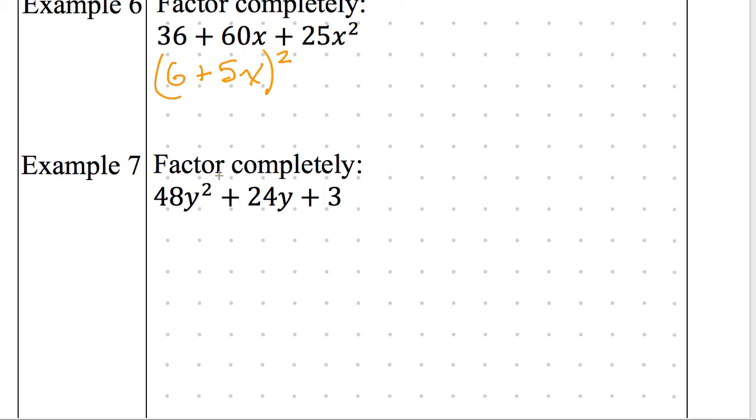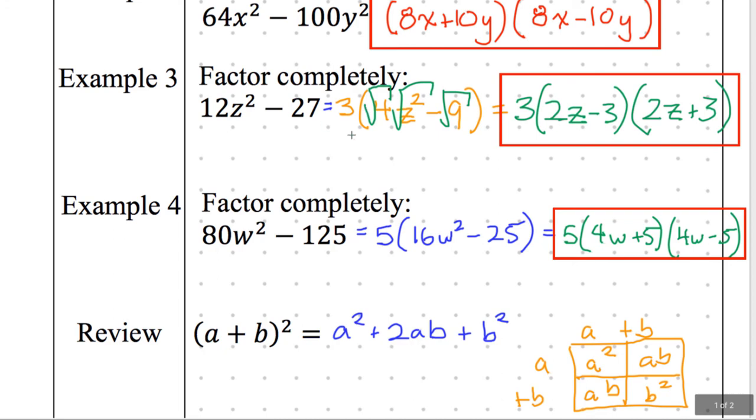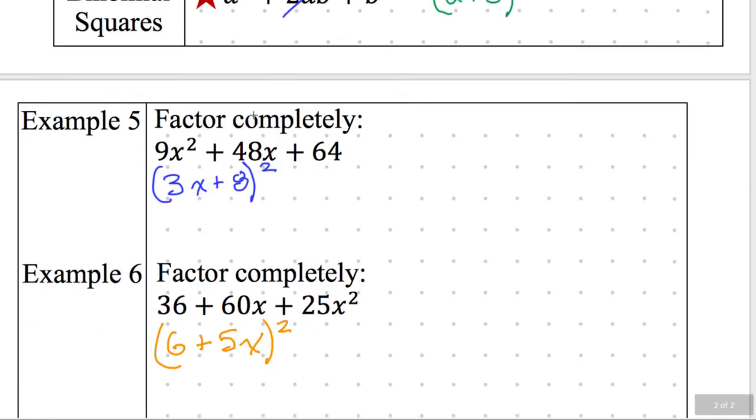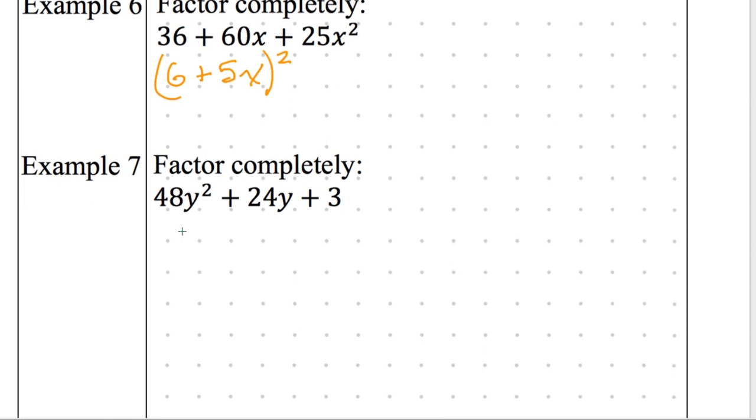Who wants to do example 7 for us? Example 7. By the way, example 7 is very similar to example number 3 because you have to factor the greatest common factor out. That's why it doesn't look good. If it doesn't look good, you have to factor something out. Someone's raising their hand to tell me what the greatest common factor is that I can factor out of this.